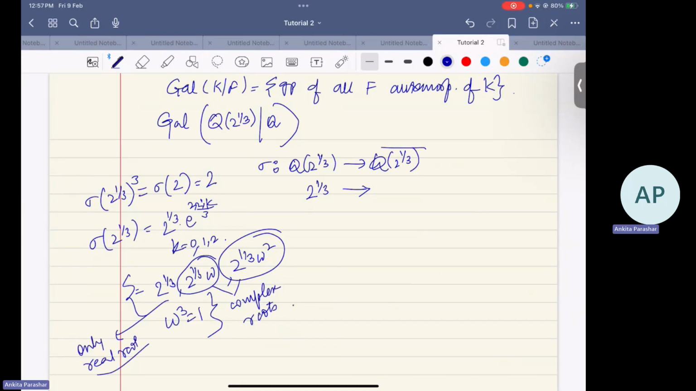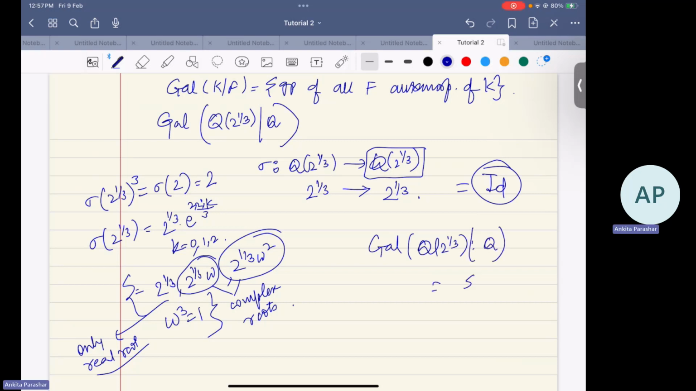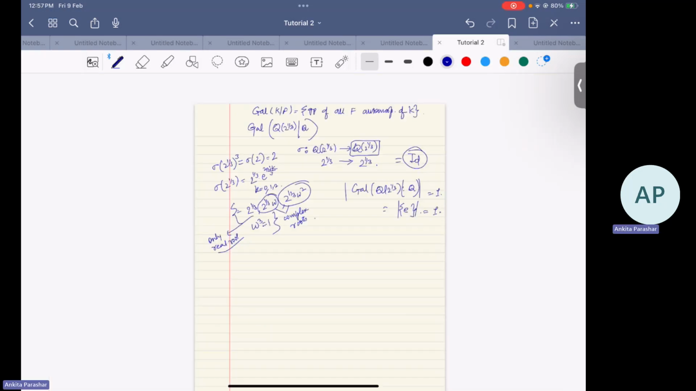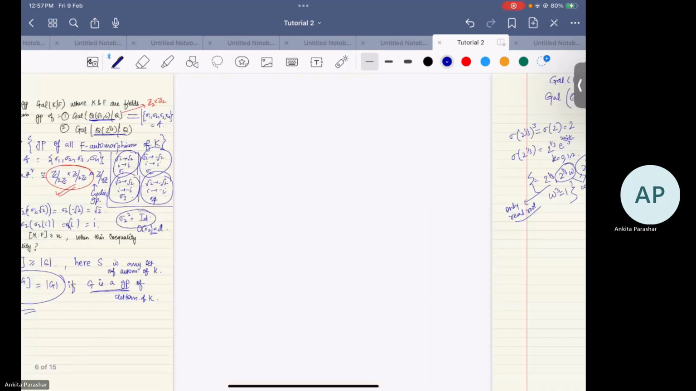And your field is not a complex field. It's a real field. Therefore, this is the only possibility of your automorphism, which is nothing but your identity map. That means your Galois group is nothing but the trivial group. Just the trivial group. So for this, the group is trivial.